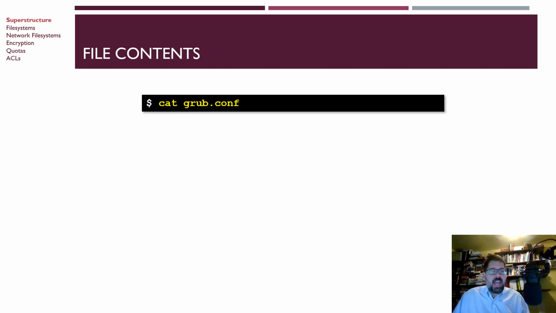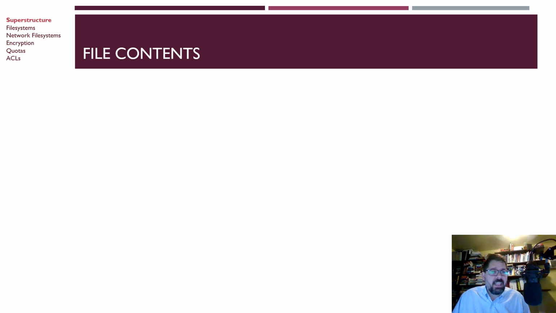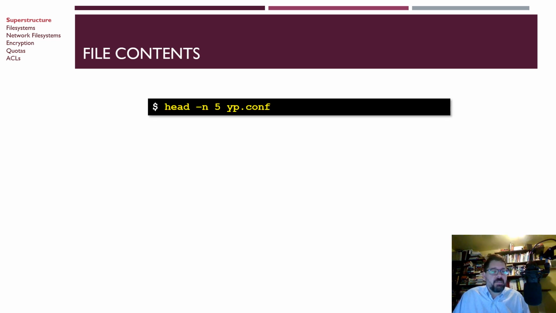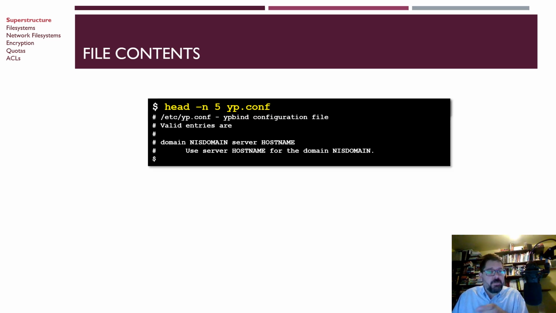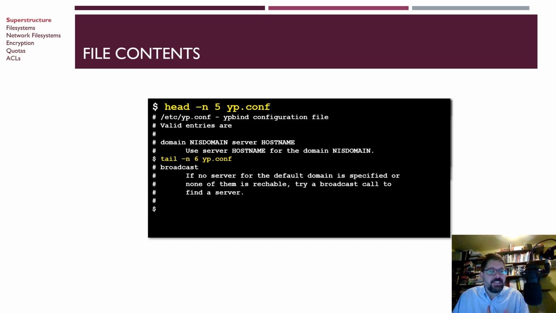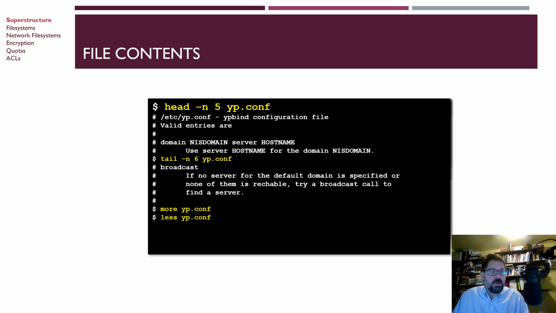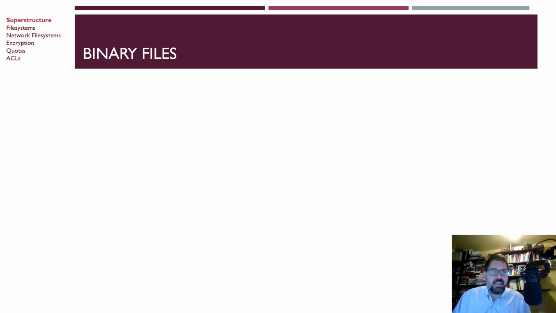If you want to look at the contents of a file, use the cat command and it'll output the contents of a file. If you want to see the contents of a file another way, you can use the head command. For example, here if I type head -n5, it's going to show me the first 5 lines of a file. And likewise, if you use the tail command, it's the last 5 lines of a file. And the more or less commands allow you to see the file in chunks so you can kind of page through the entire file.